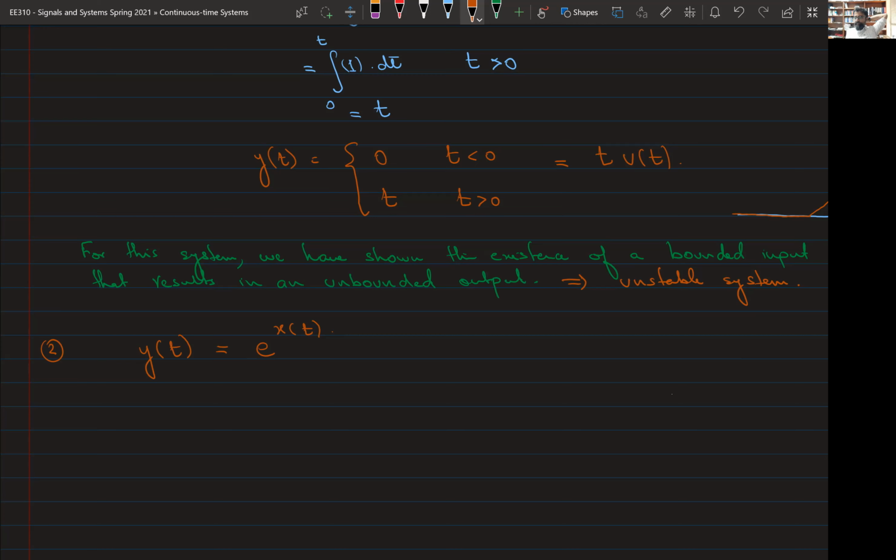Is this a causal system? It turns out it's a causal system as well, because it only depends on the present, not on the future. But what we're interested in finding is whether it is a stable system. And I can tell you for a fact that this is a stable system. How would you go about arguing that this is a stable system?